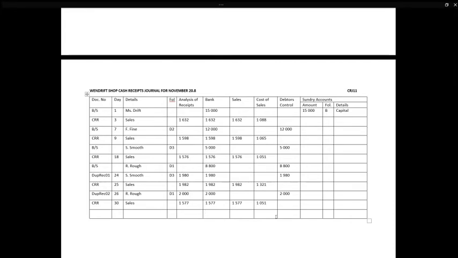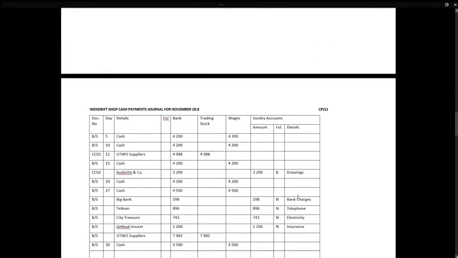Right, so if you total the bank column in your cash receipts journal, you should get 53,145. If you total sales, you should get 8,365 Rand. If you total cost of sales, you should get 5,576 Rand. If you total debtors control, you should get 29,780 Rand. And if you total your sundry accounts, you should get 15,000 Rand.